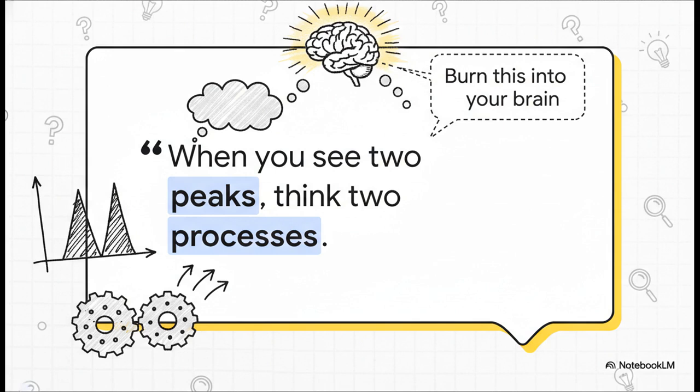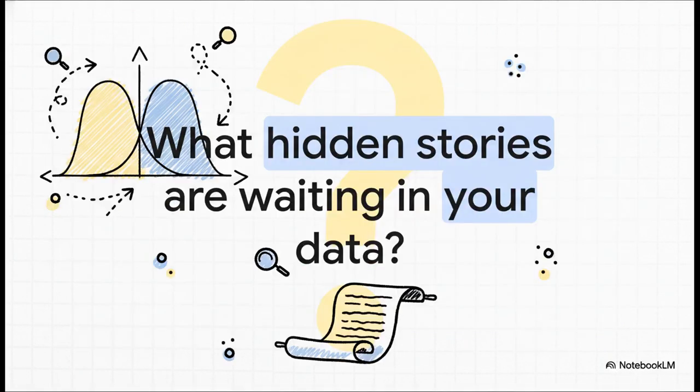It immediately stops you from making that huge mistake of calculating a meaningless average. It forces you to ask the right questions. What are the two processes? Why are they different? And what's it costing us to let them both exist? So from now on, when a chart lands on your desk, don't just see shapes and lines. Look deeper. Look for the plot twists, because now you know how to spot them.